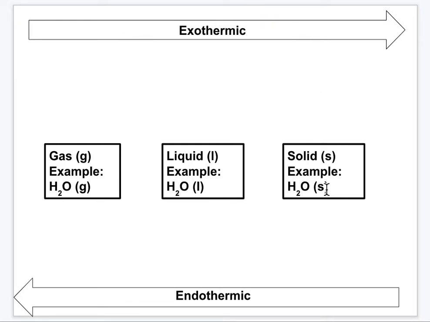But if the solid takes the heat, it is called endothermic. If the solid takes the heat, it is going to melt and become liquid. If the liquid takes the heat, if the heat goes into the system, it is going to become gas. So from gas to solid, it is called exothermic. From solid to gas, it's called endothermic.